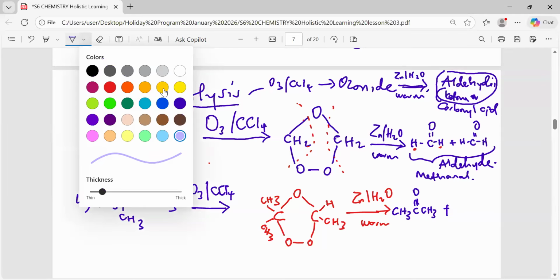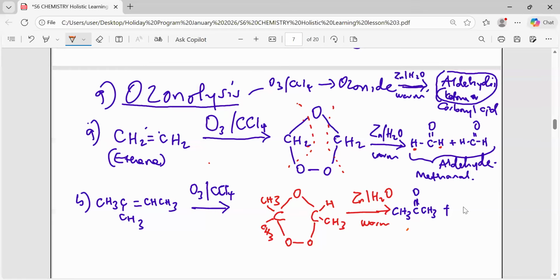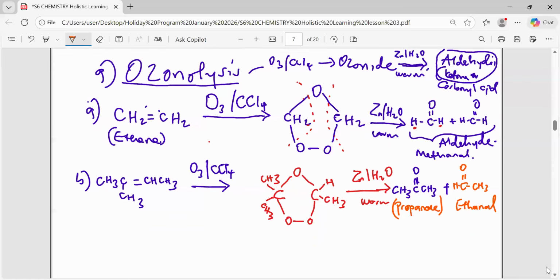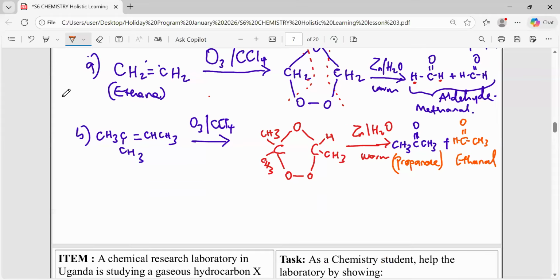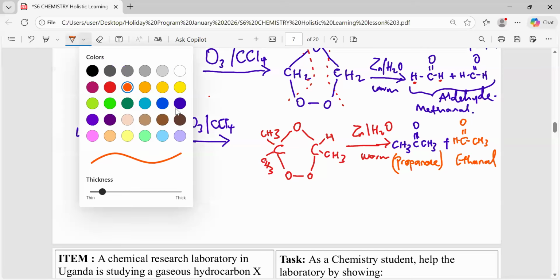We are having this carbon atom here, which is attaining a double bond with oxygen, and then it has a CH3, and then it has an H. So this one becomes ethanal, and then this one becomes propanone. Is it clear now? Yes, teacher. Okay, thank you. That is nice.